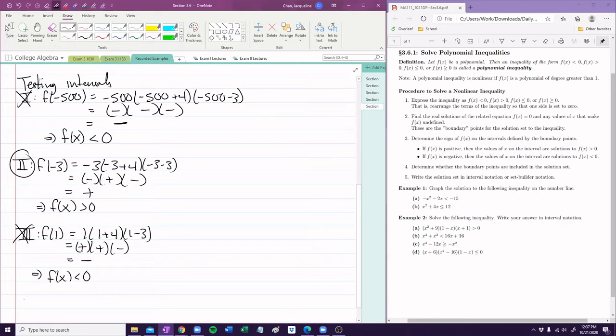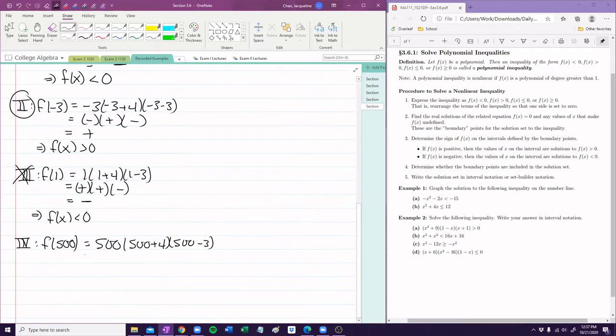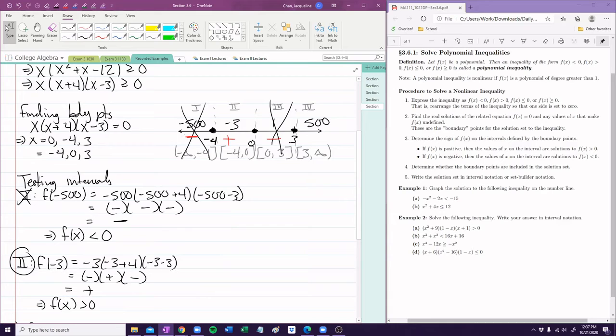Now let's test the fourth interval. For the fourth interval, we want to find f of 500. This is going to be 500 plus 4, 500 minus 3. This is positive, positive, and positive, so this gives me a positive number. So then f of x is greater than 0, so again, this is also a solution.